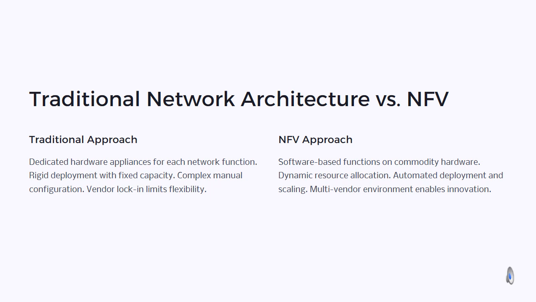To understand why NFV is so important, let us compare it with traditional network architecture. In traditional networks, each function such as a router, firewall, or load balancer requires a dedicated hardware device. These physical appliances are costly, difficult to scale, and often lead to vendor lock-in, meaning that organizations are limited to specific hardware providers. With NFV, these functions are virtualized and can run on standard hardware, eliminating the dependency on specialized devices. This approach allows for dynamic scaling, automation, and interoperability among different vendors.